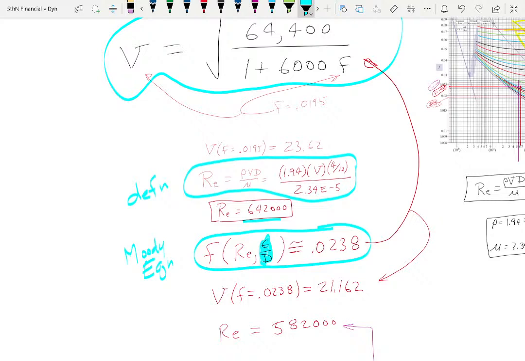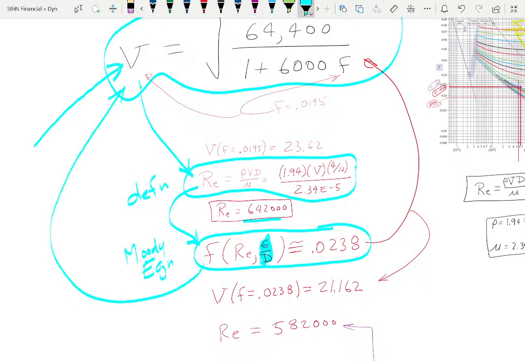So I'll make an educated guess of what the friction factor is, solve for the velocity, carry that into the definition, carry that to the Moody diagram, then turn around and go back here and just keep looping until something you're comfortable with doesn't change that much. And if you think about it, even our first shot wasn't that bad compared to the second shot.